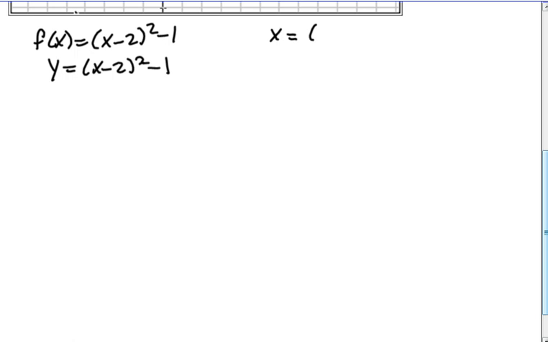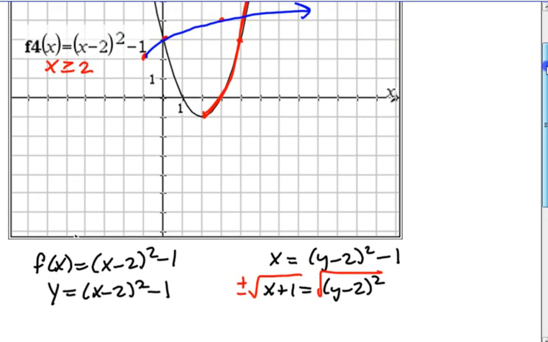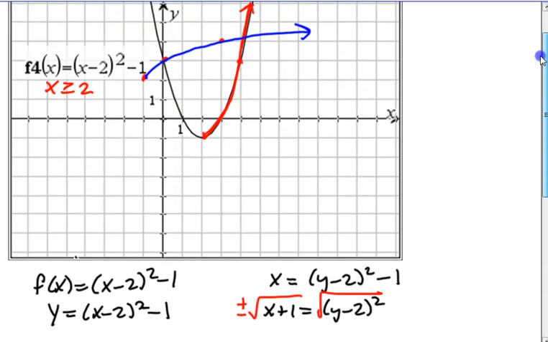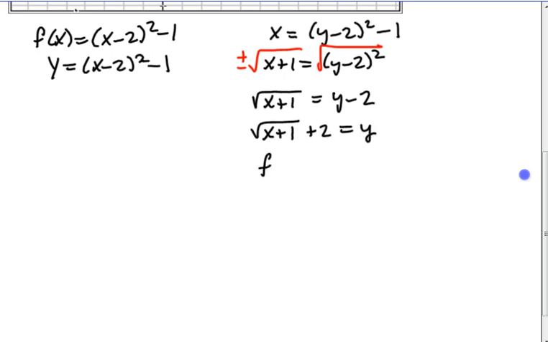So we have x equals (y minus 2) squared minus 1, and solve for y. The first thing I would do is add 1 to both sides. And then I would take the square root of both sides. Now when I take the square root of both sides, it's either the positive or the negative square root. In this case, I'm going to want the positive square root, since I'm saying that x has to be greater than or equal to 2, and I'm using the right-hand side of my parabola. If I was saying x is less than or equal to 2, I would use the negative square root for my inverse. So I have the square root of x plus 1 is equal to y minus 2, or the square root of x plus 1, plus 2 equals y. So I have f inverse of x is equal to the square root of x plus 1, plus 2.